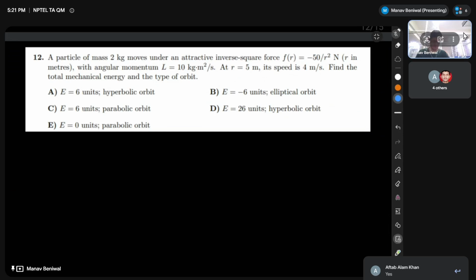So, we have around half an hour remaining. So let's solve a few more problems. Okay, so we are given a particle of mass 2 kg which moves under an attractive inverse square law potential, force F of r, and the angular momentum is also given to us. So at r equals 5, its speed is 4 meters per second. Find the total mechanical energy and the type of orbit.